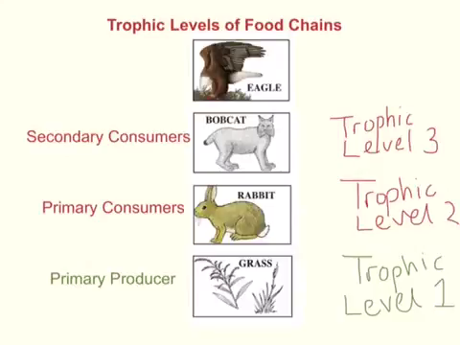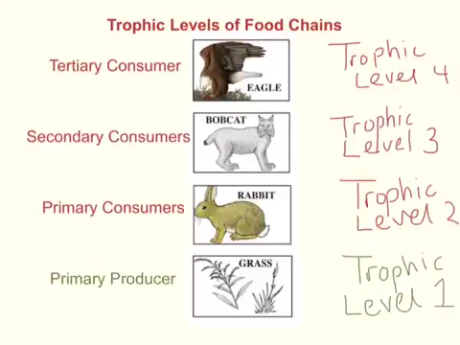And at the very top of our food chain, we have a bald eagle. The eagle is the tertiary consumer. It is the third consumer in the line after the rabbit and the bobcat. And again, the eagle has to find its own food. It can't make its own, so it hunts animals like bobcats. The eagle is at the 4th level on the food chain, so it is at trophic level number 4.